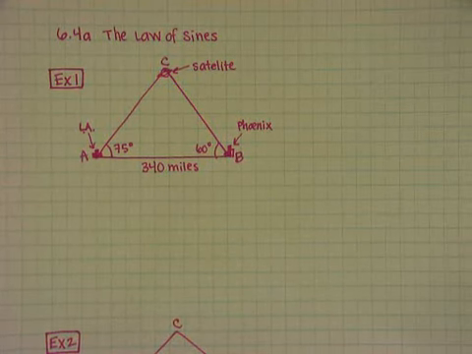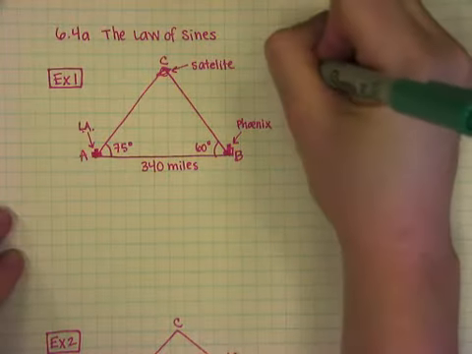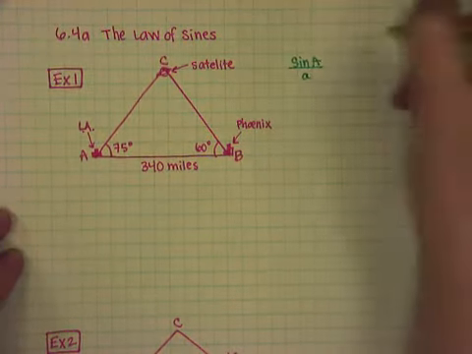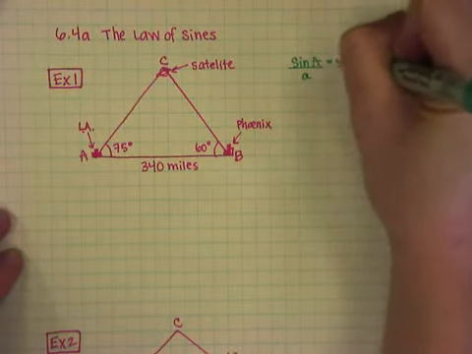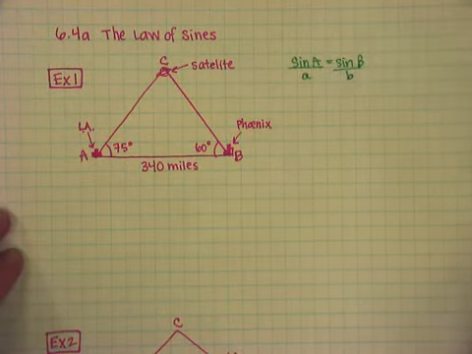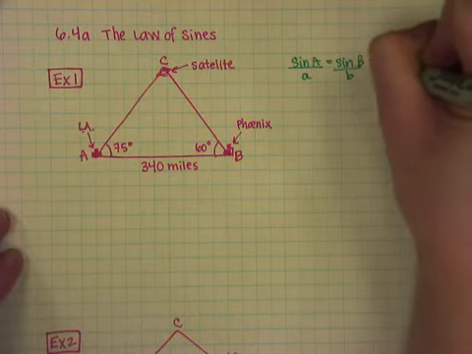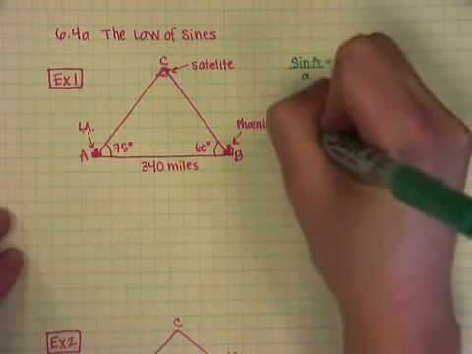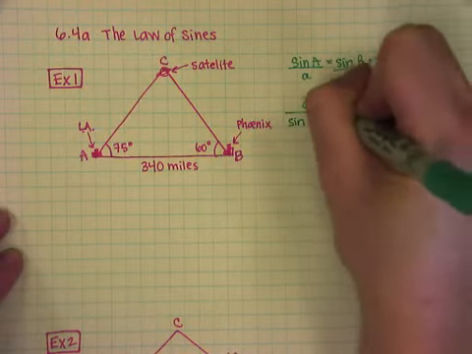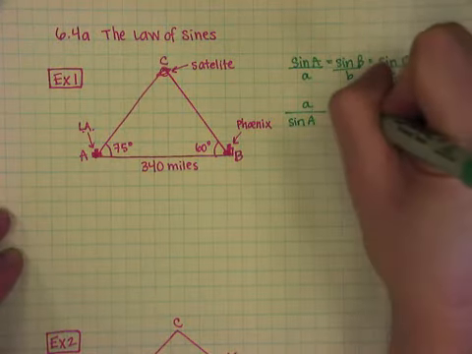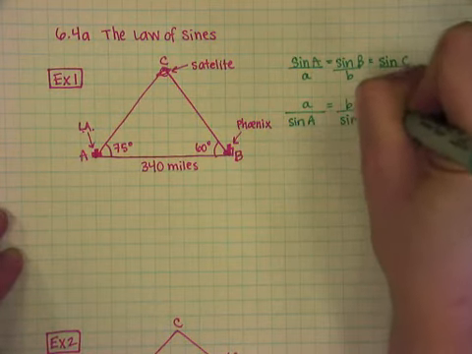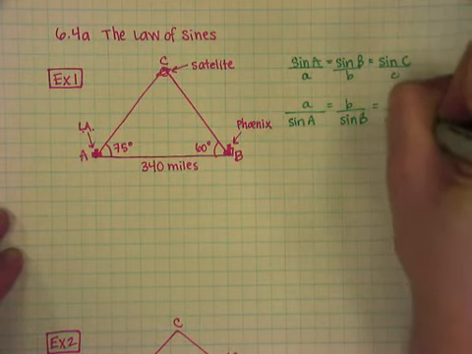Hey guys, so today in class we were looking at the law of sines, and we found that the law of sines is sine of angle A over side A equals sine of angle B over side B is equal to sine of angle C over side C. Now we can also write this in the reciprocal format, so side A over sine of angle A, and then B over sine B, and C over sine C.